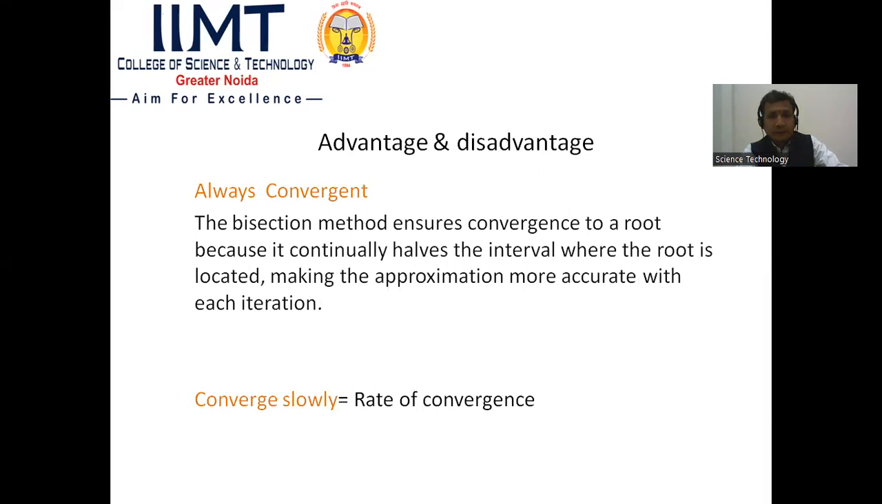Here are the advantage and disadvantage of using this method. The bisection method is always convergent. This is an advantage of the bisection method. And the rate of convergence is very slow. This is the disadvantage of using the bisection method.